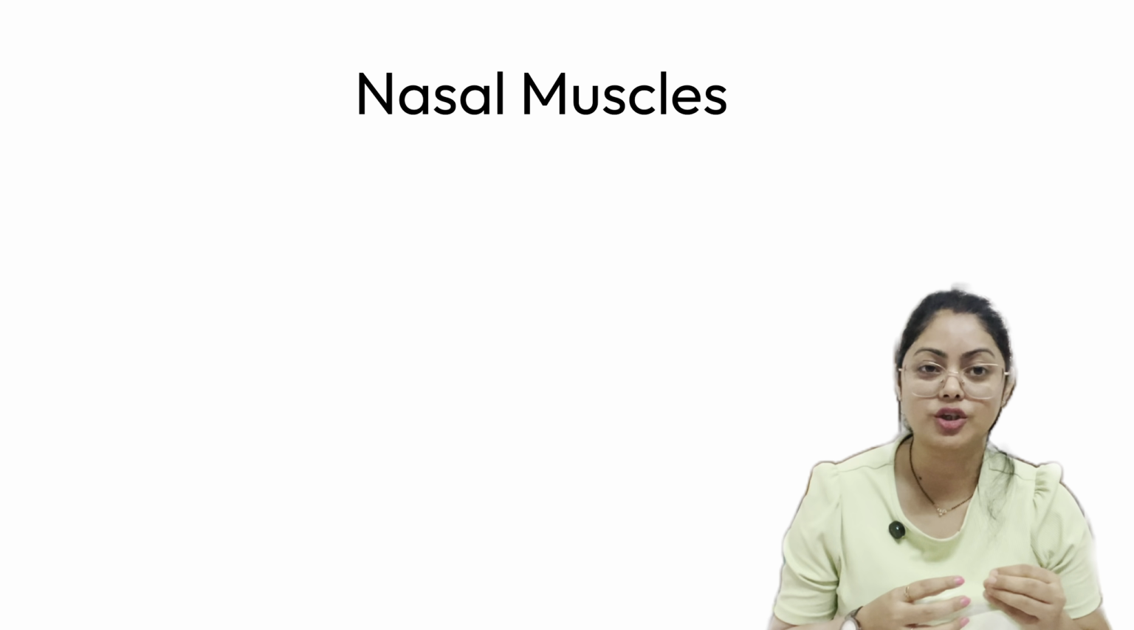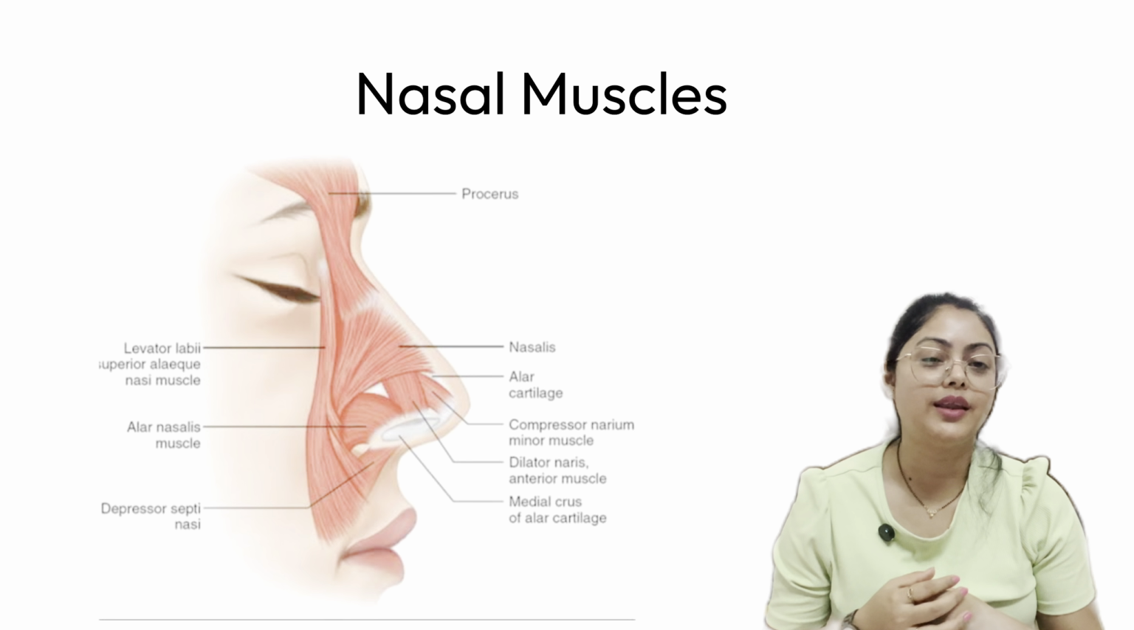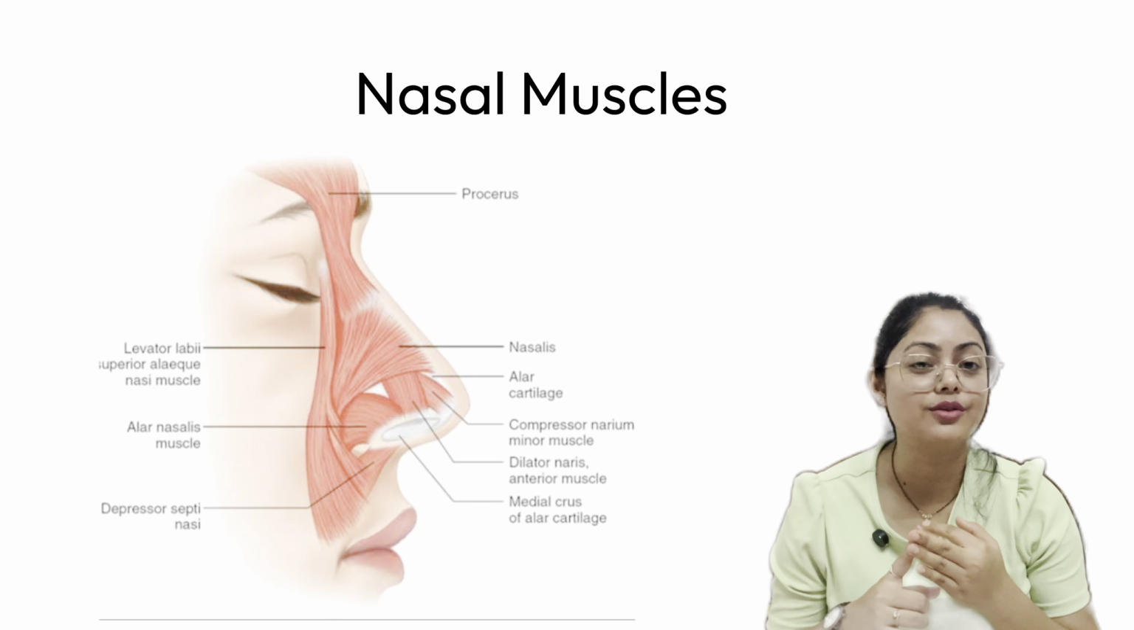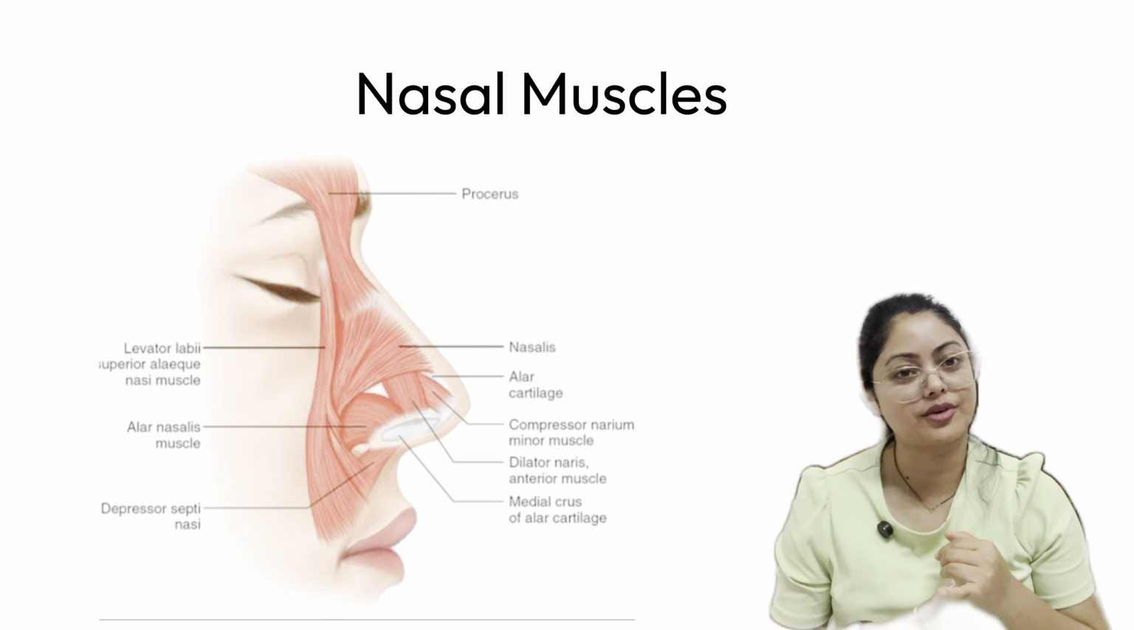The nasal musculature helps in the movement of the ala and the nasal tip. The muscles are the procerus, the nasalis, the levator labii superioris alaeque nasi, the anterior and posterior dilator naris, and depressor septi.